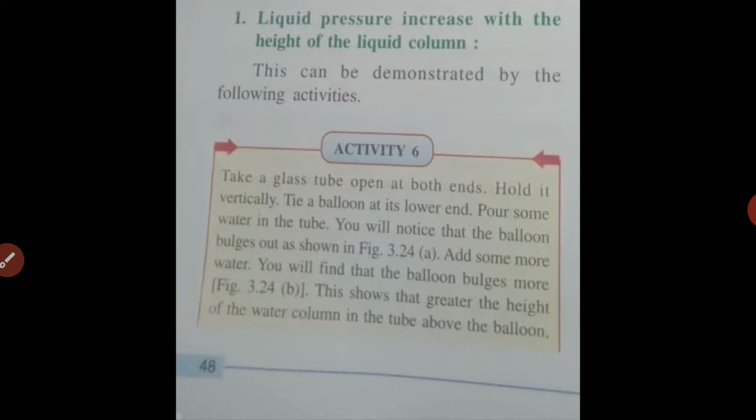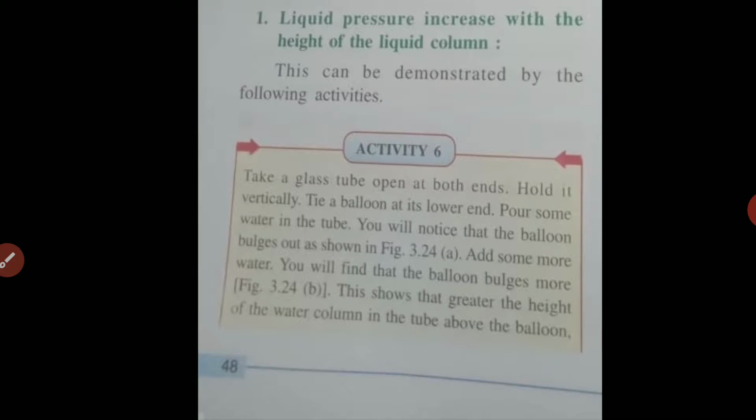This shows that the greater the height of the water column in the tube, the greater is the pressure exerted by it on the balloon. Thus the liquid pressure at a point increases with the height of the given liquid.